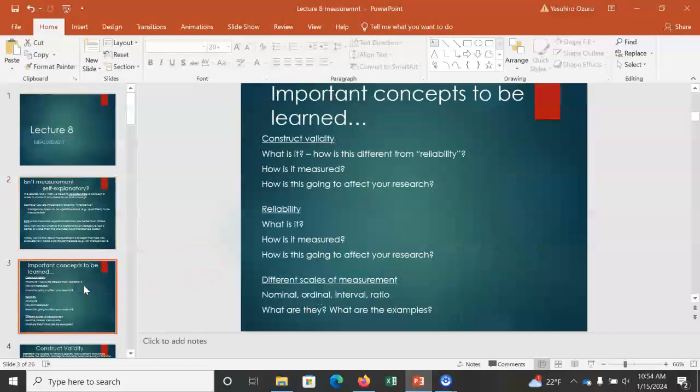We talk about 3 different issues related to measurement. Number 1 is something called validity, or more specifically, construct validity. We talk about what it is, how it is actually measured, and how it is going to affect your research. Also, we talk about reliability: what it is, how it is measured, and how it is going to affect your research. And then finally, we are going to recap some of the topics from statistics, namely different scales of measurement.